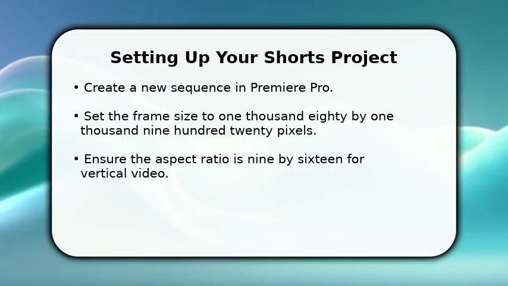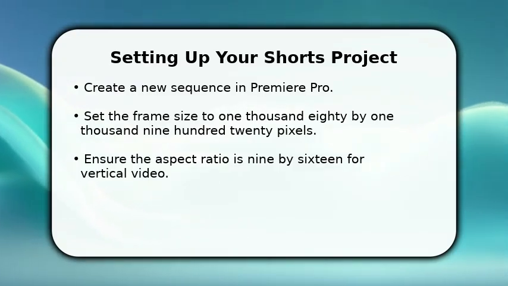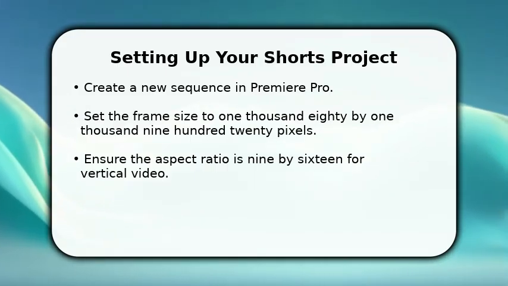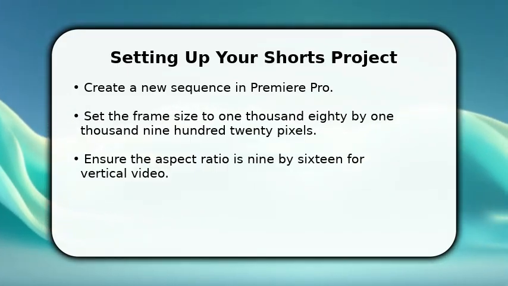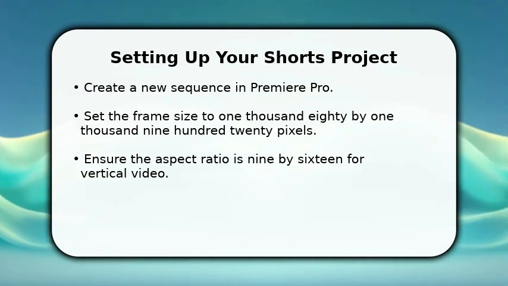It's crucial to set your sequence settings correctly for Shorts. You'll want a vertical aspect ratio, so set your frame size to 1080 pixels wide by 1920 pixels high. This gives you the perfect 9 by 16 vertical format. Choose a standard frame rate, like 24 or 30 frames per second.